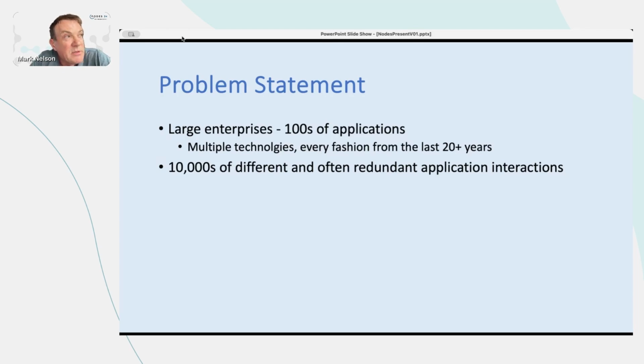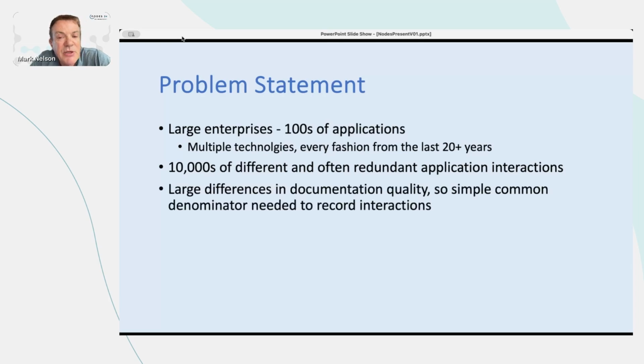Many of them are redundant just because of the way application development is done. And there's huge differences in the available documentation. So in order to model these things, you need to build some form of common denominator to record these interactions.